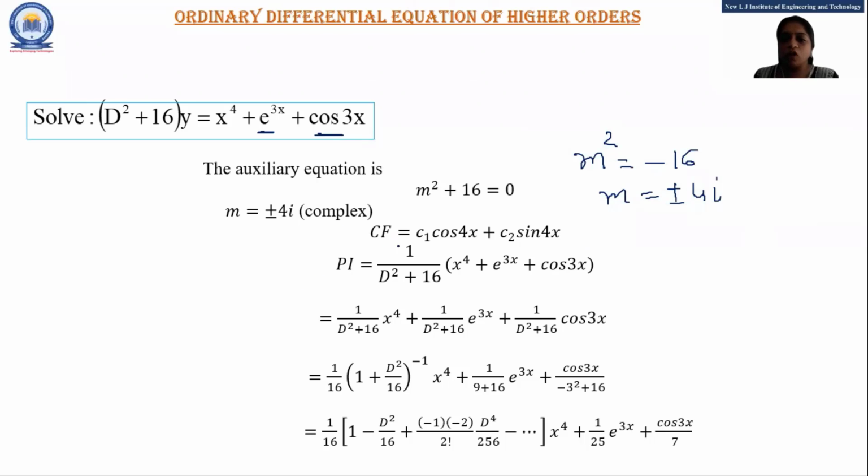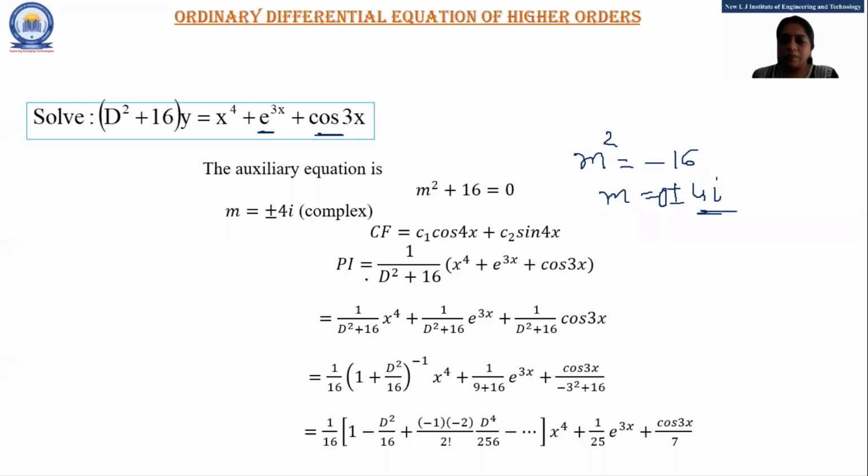So CF is what? C1 cos 4x, C2 sin 4x. Why? Here the real part is 0. As the real part is 0, e raised to 0x is 1, so no need to write that. We are writing just C1 cos 4x plus C2 sin 4x, using the imaginary part, as our roots are complex because they contain i. So the first part of the solution is complete now.